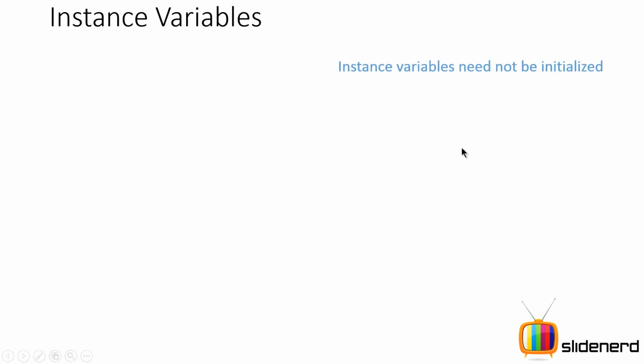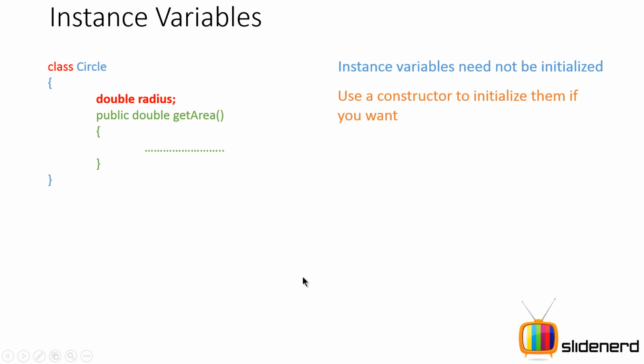So instance variables need not be initialized. You can directly say something like this, double radius. But if you're trying to access it inside a method, that's probably gonna cause a problem. And you use a constructor to give values to the instance variables. Now, if you don't know what a constructor is, don't worry too much about it. We'll be talking about constructors in the upcoming videos in this playlist.